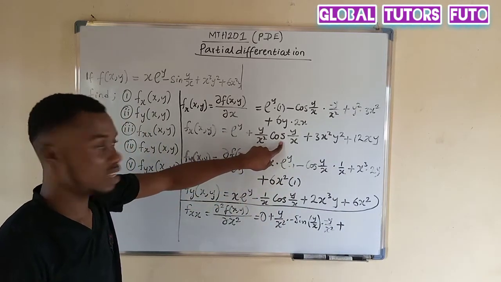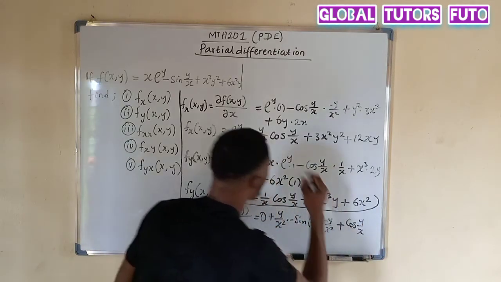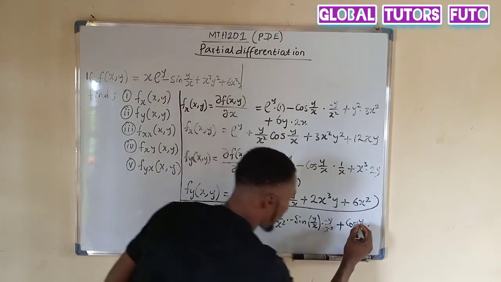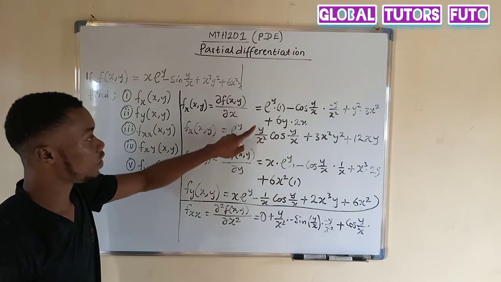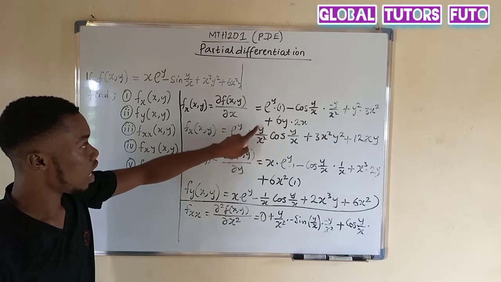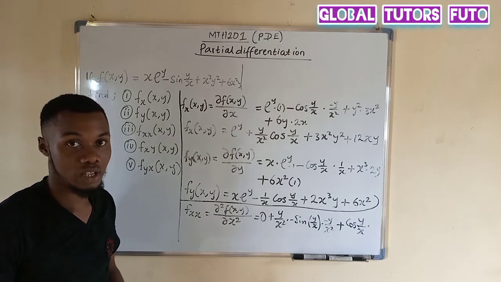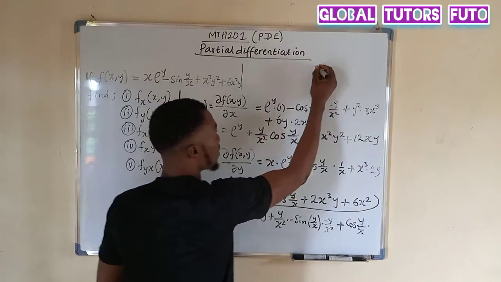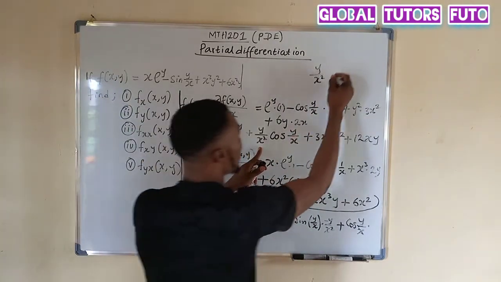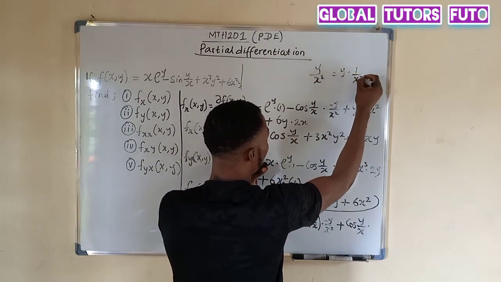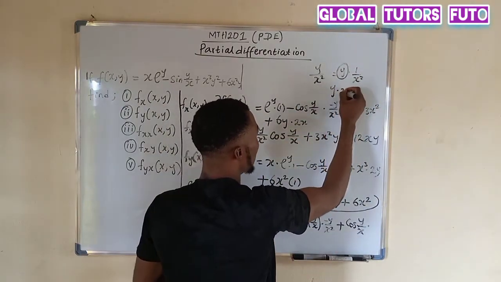I will keep this one constant. I will differentiate this. So I will keep cos y over x constant. Then I will differentiate y over x squared. So when we differentiate y over x squared partially with respect to x, what are we going to have? Remember, this is y over x squared. We want to differentiate it partially with respect to x. So this is something like y times 1 over x squared. So this is our constant. So this is something like y dot x to negative 2.